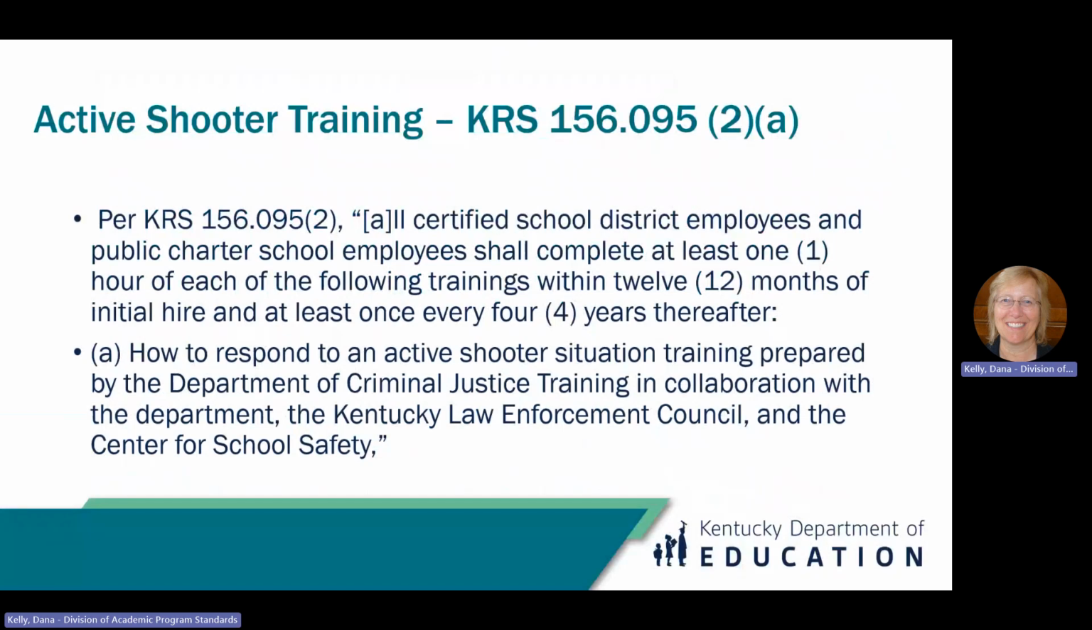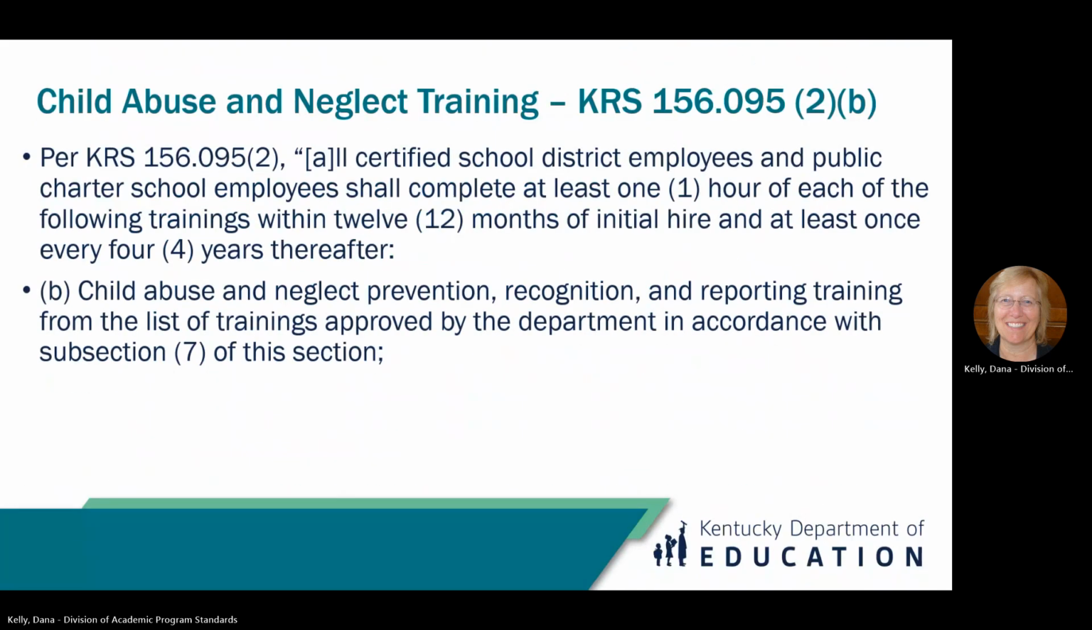Okay, the first one is how to respond to an active shooter situation, and the training will be prepared by the Department of Criminal Justice Training, according to the statute in 2A. The second one will be the child abuse and neglect training. Under 2B, child abuse and neglect prevention, recognition, and reporting training, and the list of trainings will be approved by the department.